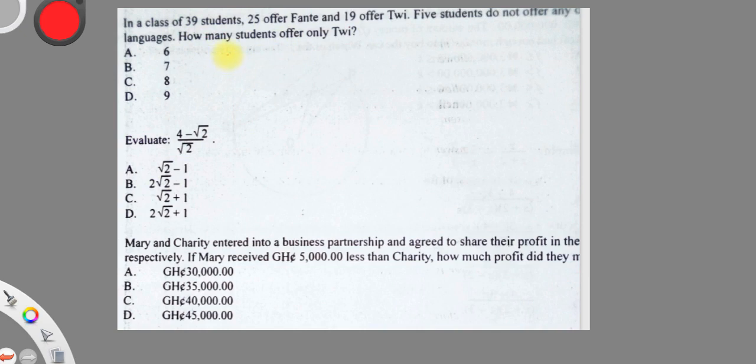So this is a fractional surd. As usual, what do we do? You find the conjugate of the denominator. What is the denominator? The denominator is square root of 2. The conjugate is the same, square root of 2.